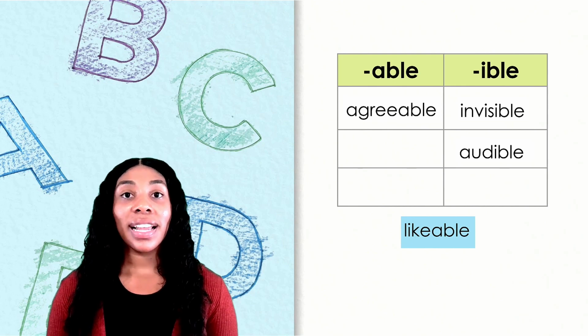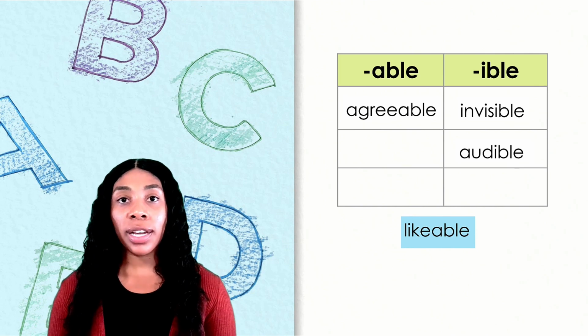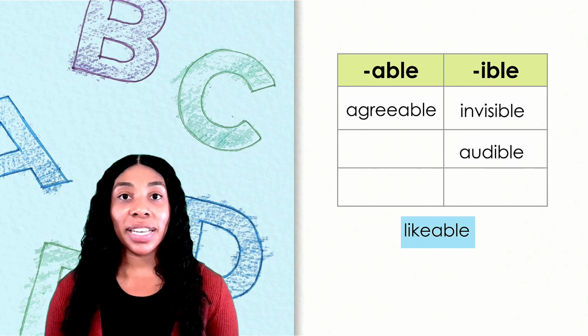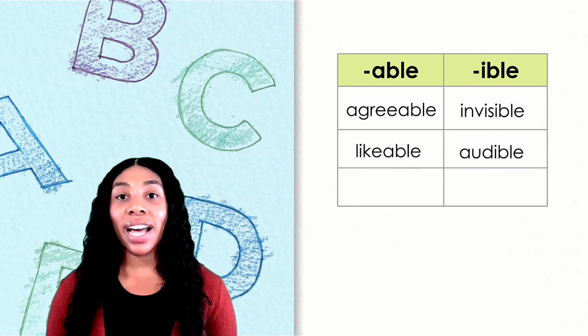This word is likable. Which column does the word likable belong in? I hear the bull sound at the end. This time, the bull sound is spelled ABLE because like is a real word. So this word will belong in the ABLE column. Here's our next word.